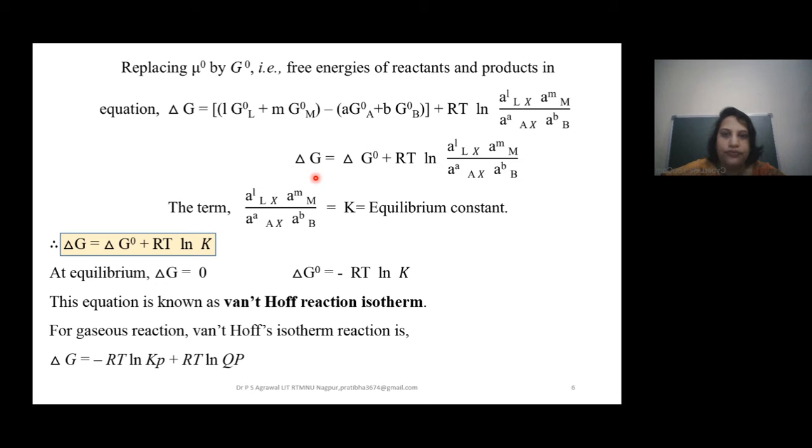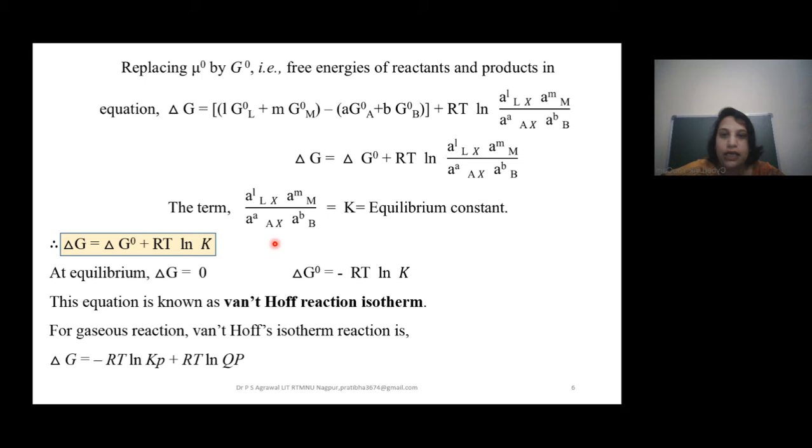Now, what is this? In this, we are getting the activity of product and activity of reactant. What is this? Nothing but the concentration. That means equilibrium constant K. Concentration of product upon concentration of reactant, at equilibrium. So this is nothing but activity, equilibrium constant K. So we can replace this by K, and we can write delta G is equal to delta G0 plus RT ln K.